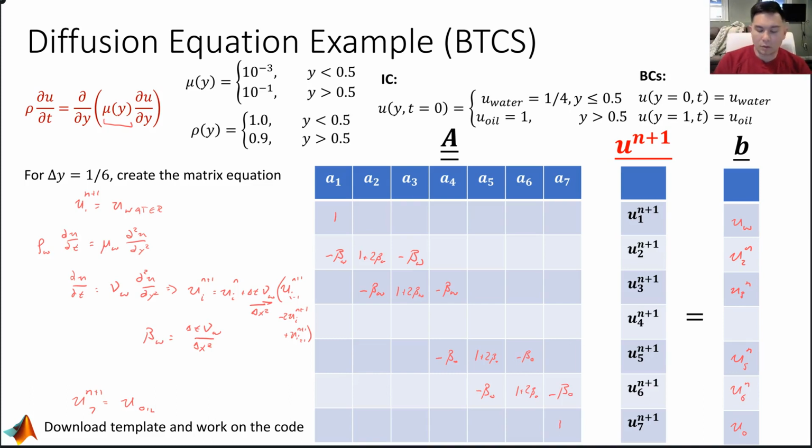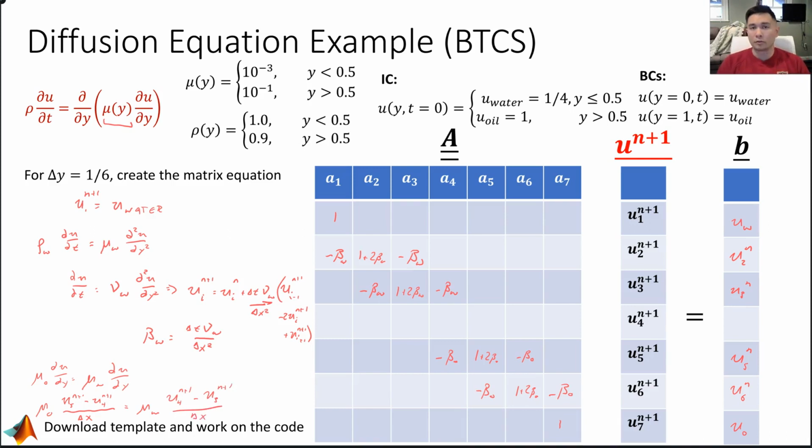Okay, so then the question becomes, what am I supposed to do for that interface? Well, what we said is that at the interface, mu oil du dy was equal to mu water du dy. So now we have to make finite difference approximations for our derivatives, but we want to do appropriately sided difference approximations. Our oil is above our water, so we're going to do a forward approximation. So that'll be mu oil times u5 n plus 1 minus u4 n plus 1, where u4 is our value at the interface, divided by delta x, is equal to mu water times a backward approximation of du dy. So that would be u4 n plus 1 minus u3 n plus 1, divided by delta x.